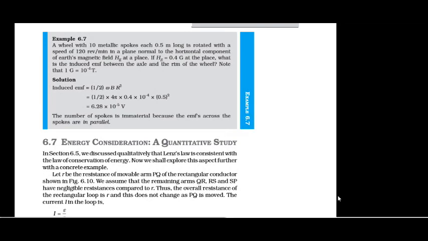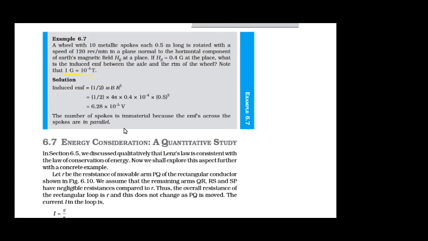Now the next example, example 6.7. A wheel with 10 metallic spokes, each 0.5 meter long, is rotated with a speed of 120 revolutions per minute in a plane normal to the horizontal component of Earth's magnetic field HE at a place. HE is equal to 0.4 G at the place. What is the induced EMF between the axle and the rim of the wheel? Note 1 G is equal to 10 to the power minus 4 Tesla.